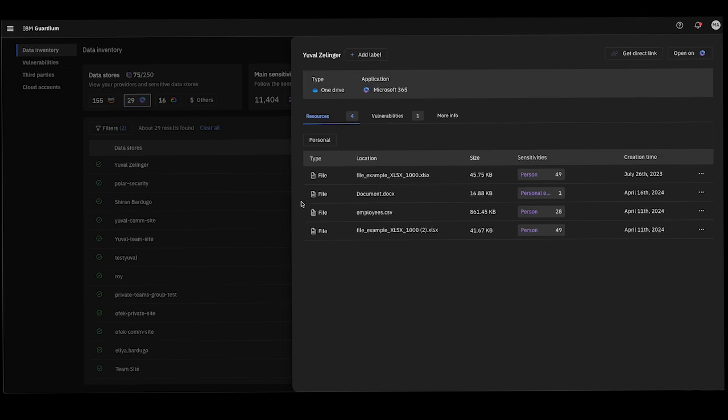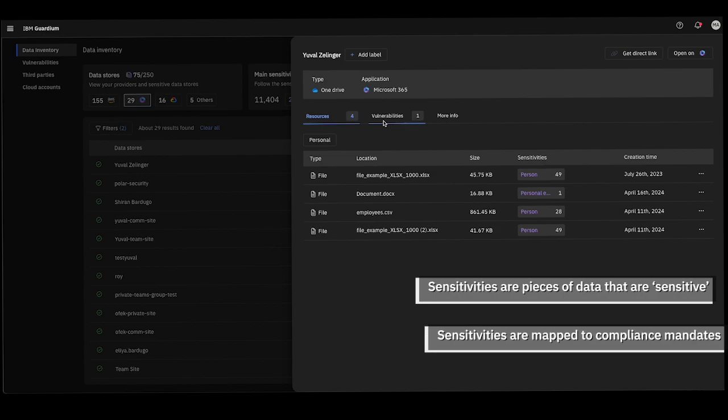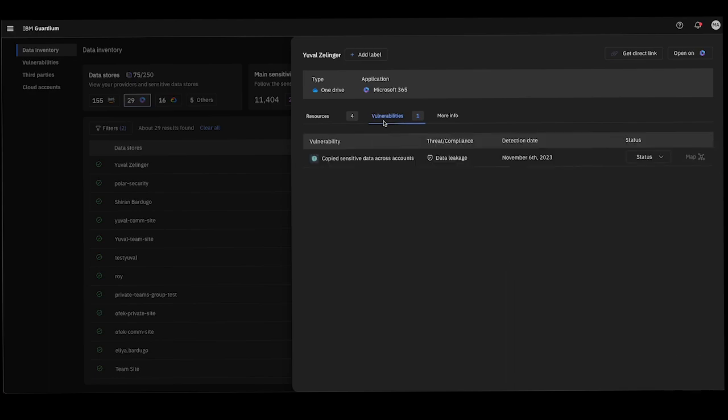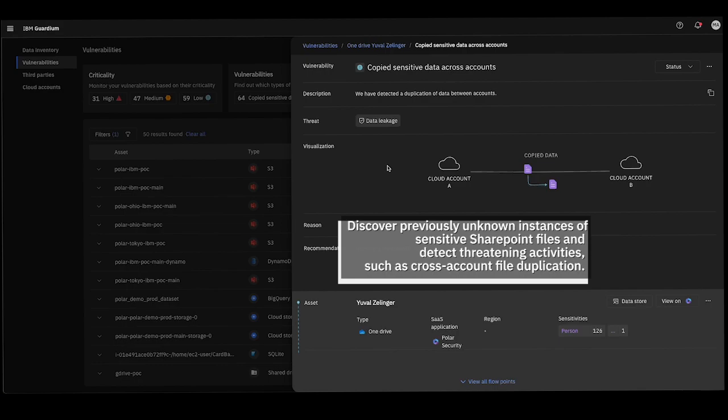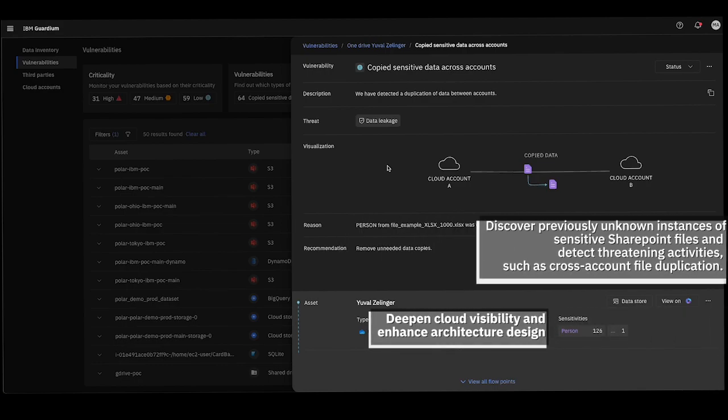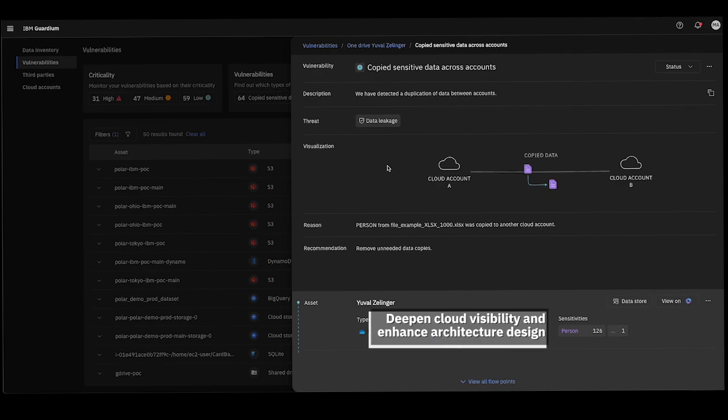So these are some resources that were identified with certain sensitivities. And each sensitivity is a kind of data. So there's some personal data here that is at risk. And a vulnerability was discovered. A copy of sensitive data was copied from one account to another. And well, this recommends that we remove unneeded data copies. So you can really have the full panorama of all the data in your environment that's sensitive and know if there's some kind of vulnerability or some kind of transaction that occurred that shouldn't be happening.